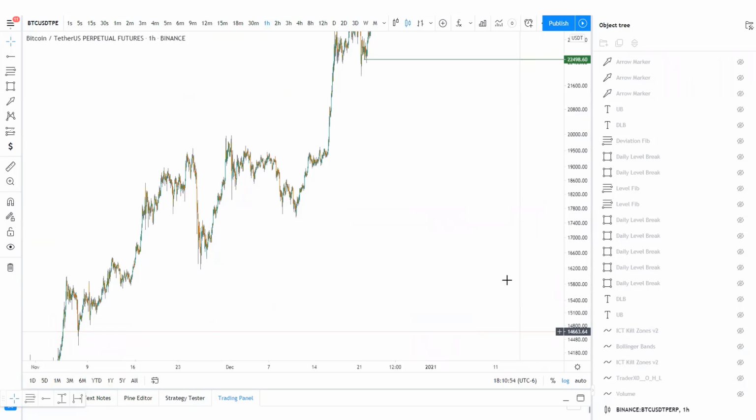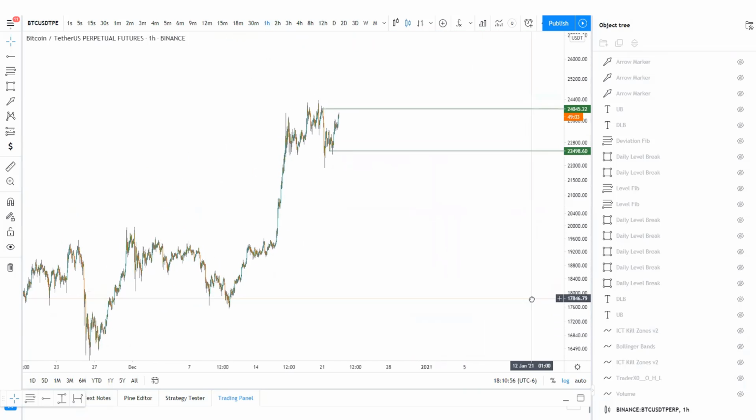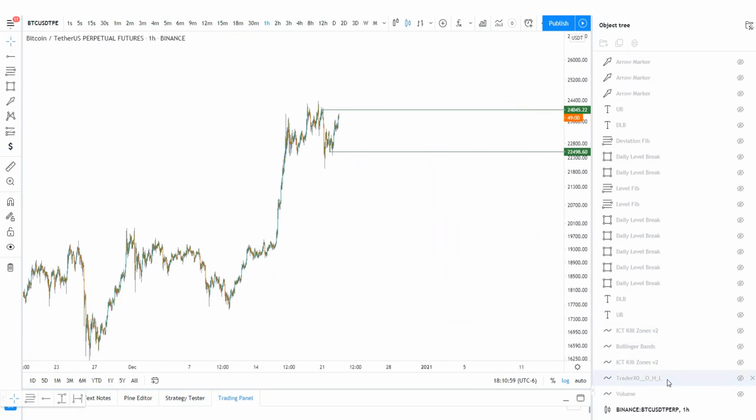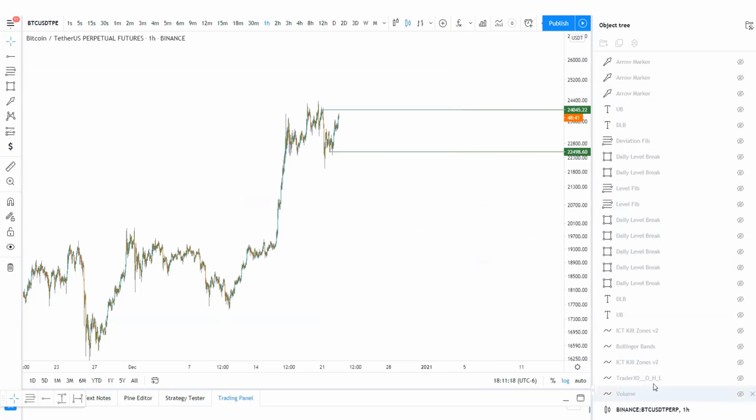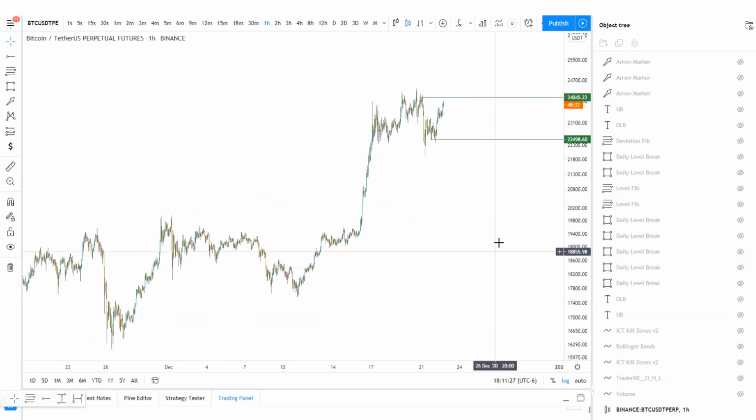Someone's asking if that kill zone indicator is something you can view on TradingView? Yes. If you go into indicators and strategies, I have it favorited, but it's this one right here, ICT Kill Zones V4. And it's weird because when I click on it and it comes into my object tree, it's called ICT Kill Zones V2.